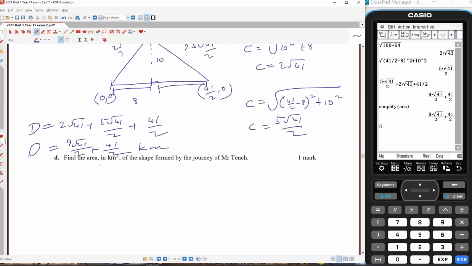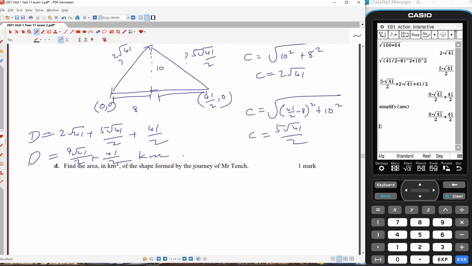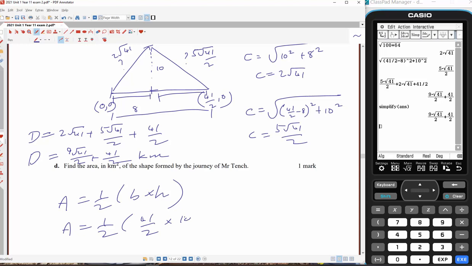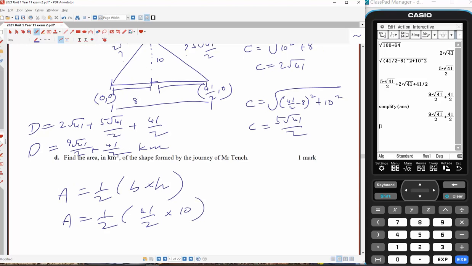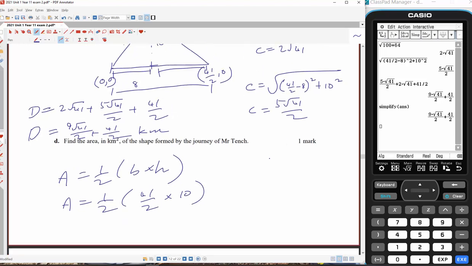Find the area in kilometres squared of the shape formed by the journey of Mr. Tench. So this is the base. So area equals half base times height of a triangle. So the base is 41 on 2, height is 10. So what's that? Area equals, that's 410 on 2.